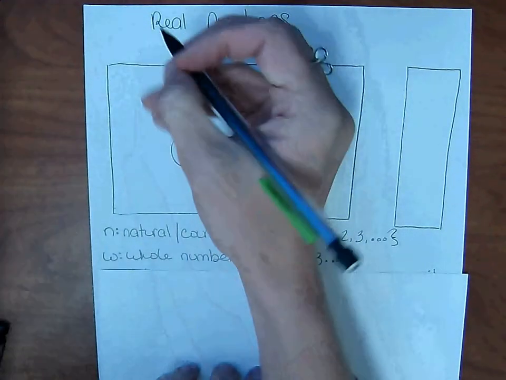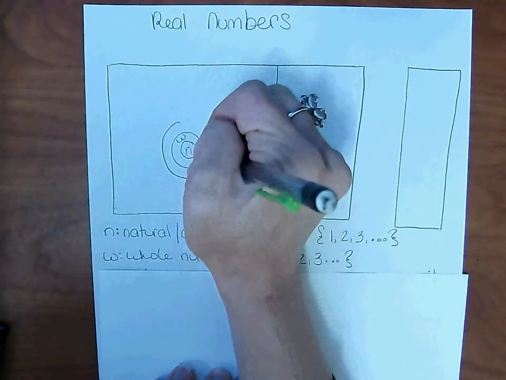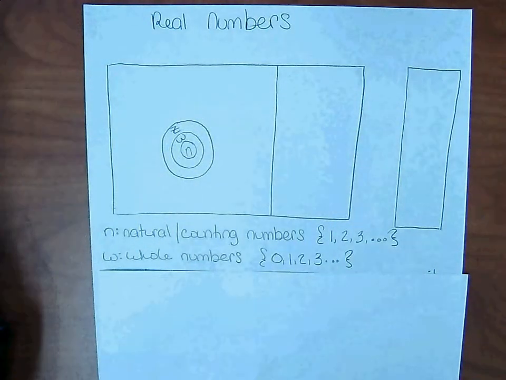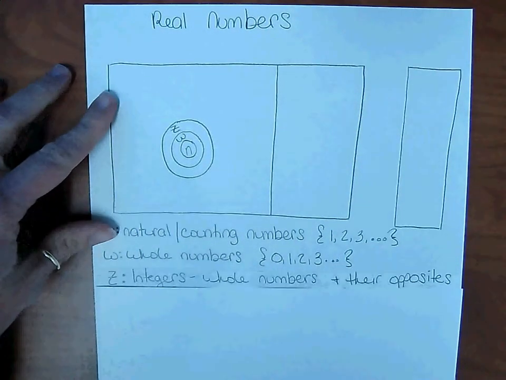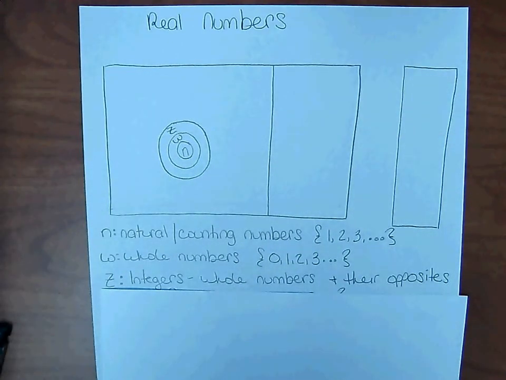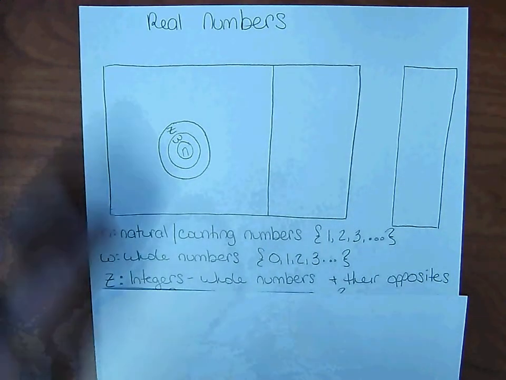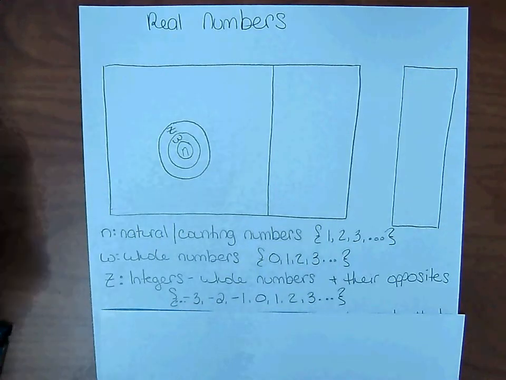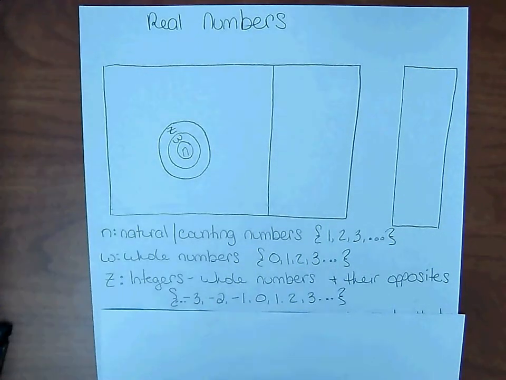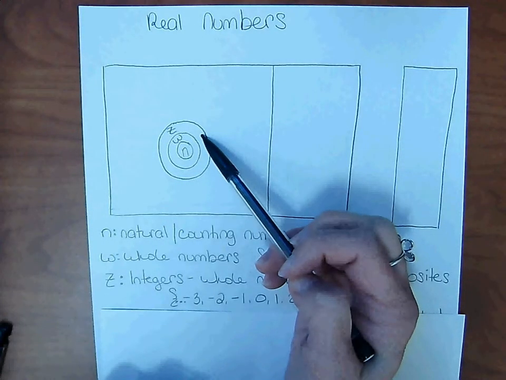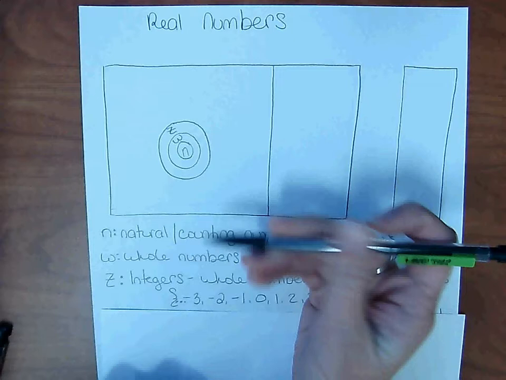The next set of numbers is twice as big as whole numbers. The next set is integers. Integers are whole numbers and their opposites. That's why it's twice as big, minus 1, because 0 doesn't have an opposite. So it's negative 3, negative 2, negative 1, 0, 1, 2, 3, and so on in both directions. So all natural numbers are whole, all whole numbers are integers, and then all integers fall under the category of rational.